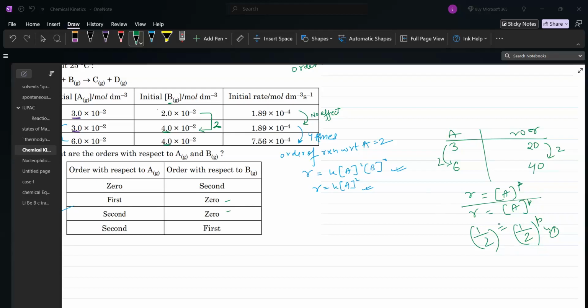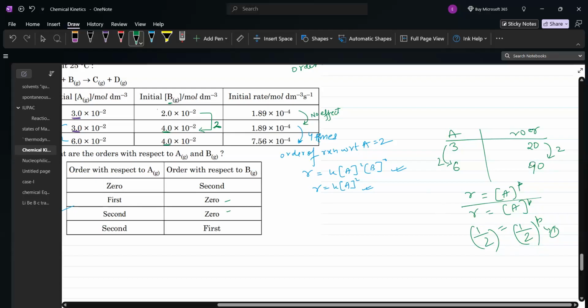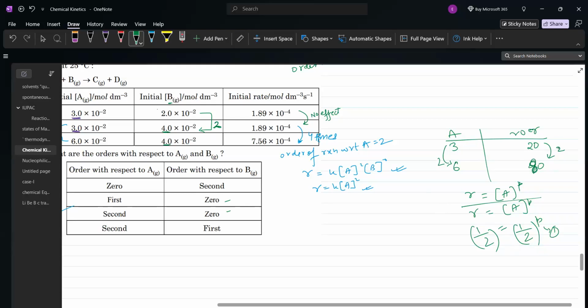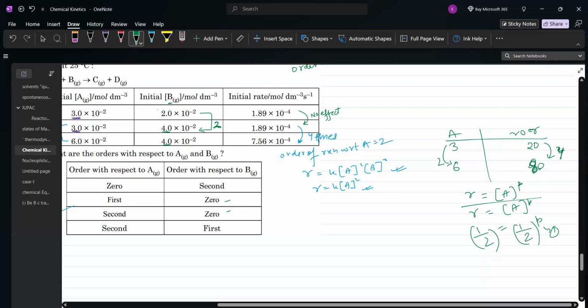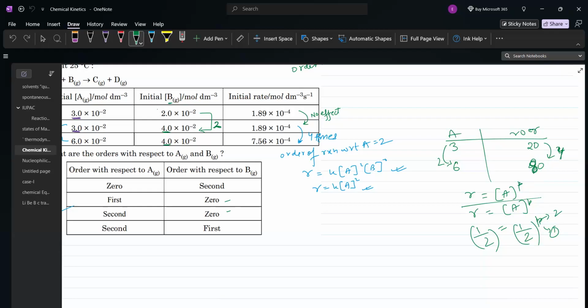Yes, sir. So for example, if this has been like 80, okay? Like it has been 80. So we will say that it has been increased 4 times, right? So we can directly comment that P should be 2, right? Yes, sir.